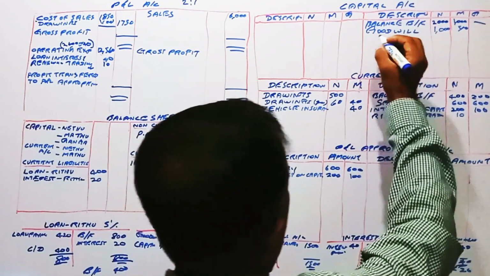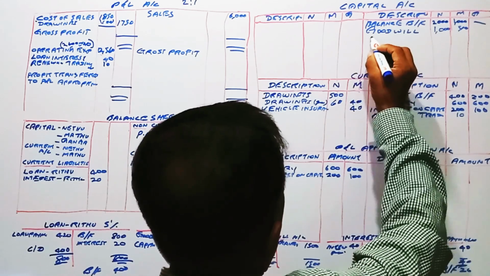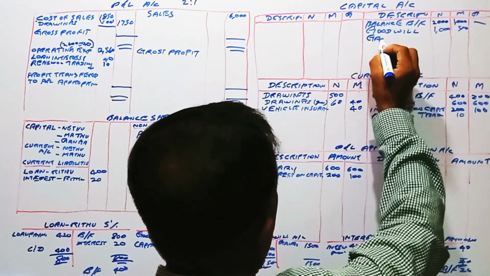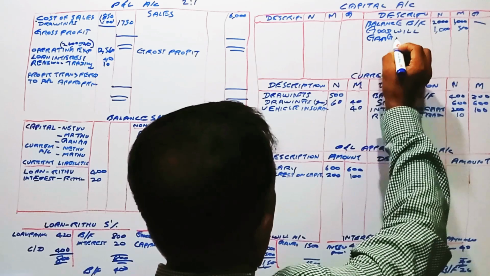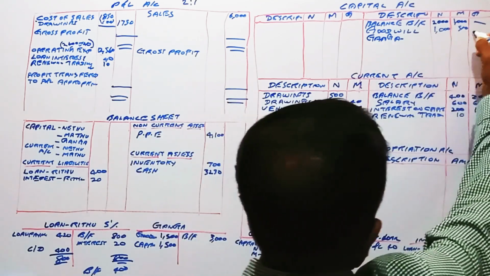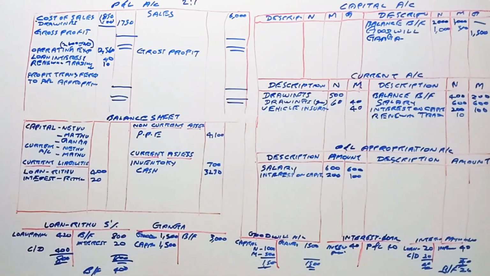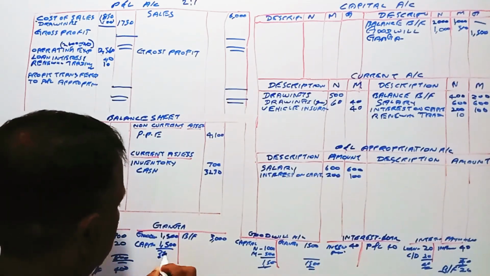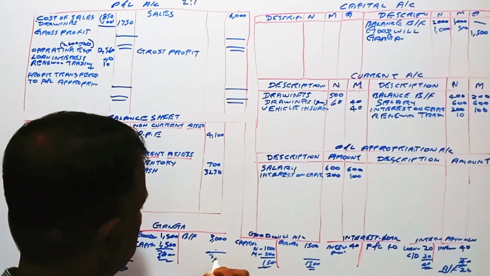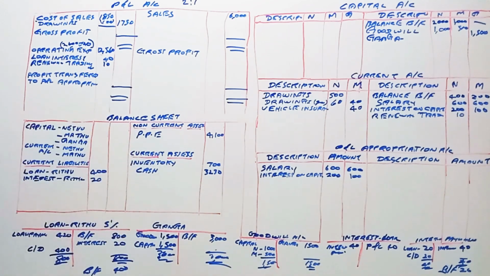right? This is Ganga's capital account, right? Capital 1,500,000 is her capital, right? So this account also we have balanced. These accounts also we have balanced, right?